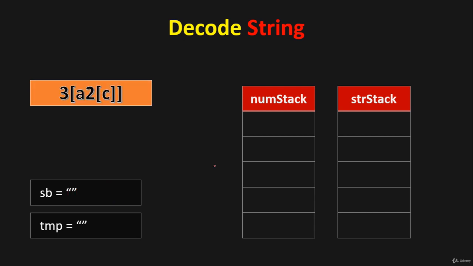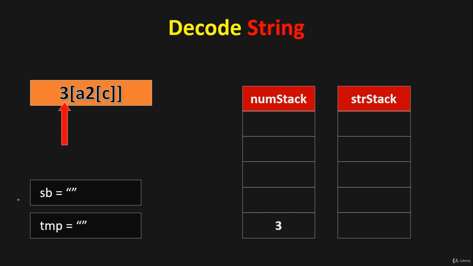Now let's say we're given this string. We have here 2 stacks, and we have here 2 variables, string builder and temp. So let's iterate through this string from left to right. First we have the character 3. 3 is a digit, so let's insert 3 to our num stack. This is a single digit. If we have a number greater than 9, we will run a loop to get the number, and the number will be inserted to our num stack. Since 3 is a single digit, let's insert 3 to our num stack.